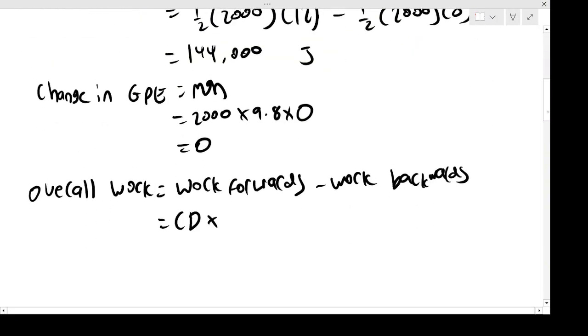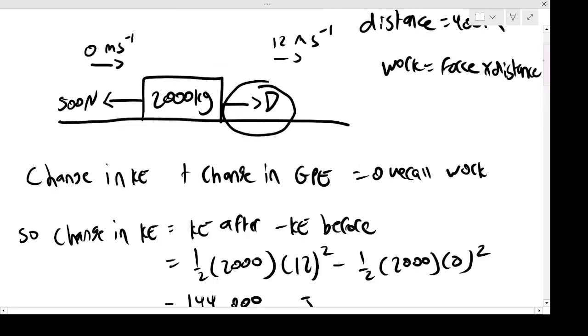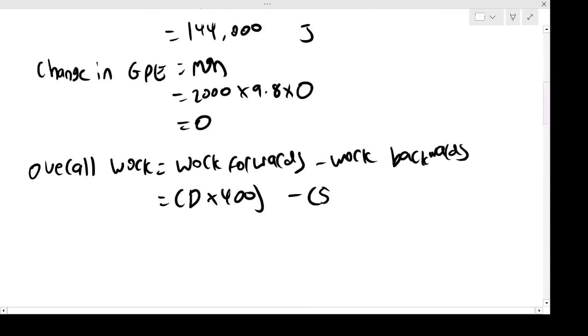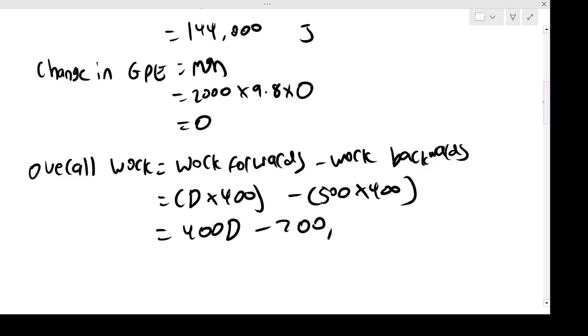Then the work backwards, very similarly, right? This is my backwards force, so the work done is going to be 500 times the distance of 400. So 500 times 400 there, so hopefully happy with that. And so this simplifies to 400D, take away 200,000.